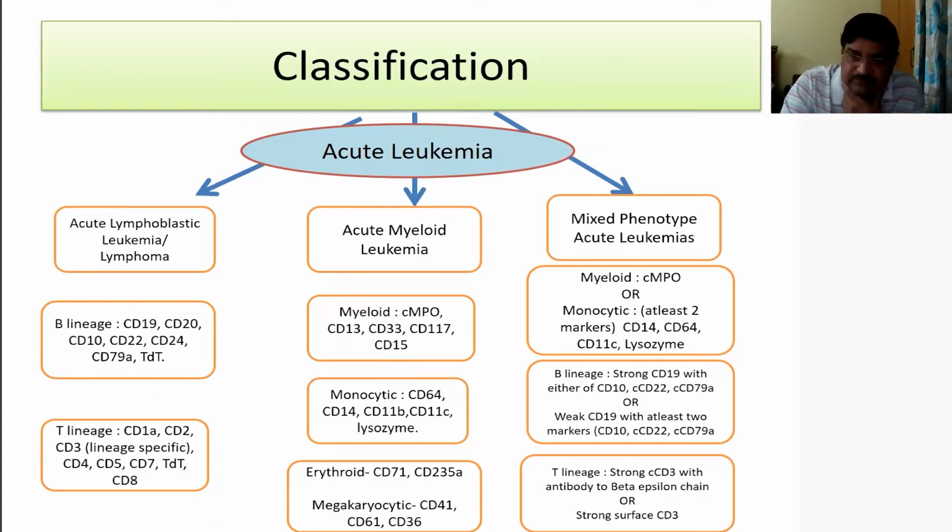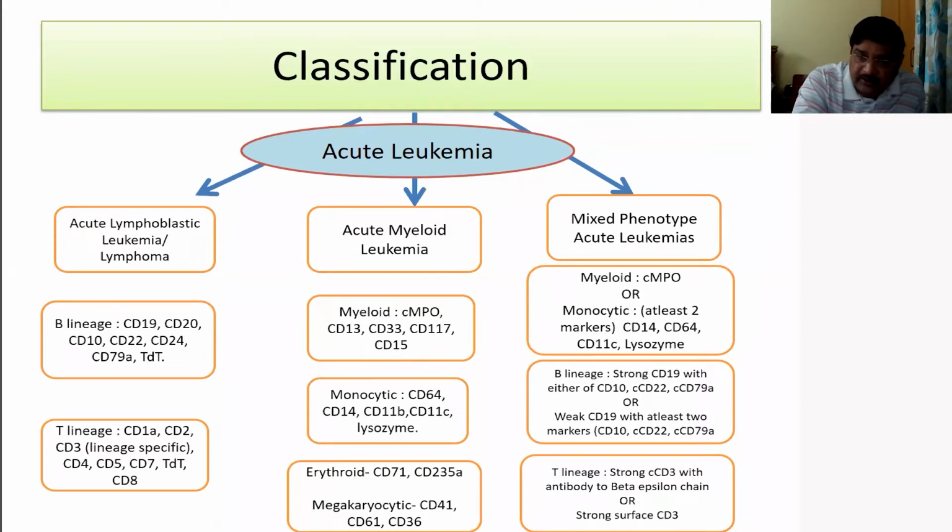You'll have a small subset of patients who will be mixed phenotypic acute leukemia, or you can say biphenotypic acute leukemia, or you can call it acute leukemia of ambiguous lineage, where you will have the markers either of myeloid and monocytic, or myeloid with a B lineage marker or T lineage markers. So you can have B myeloid, you can have T myeloid, and you can have BT acute lymphoblastic leukemia because of the presence of both B and T markers.